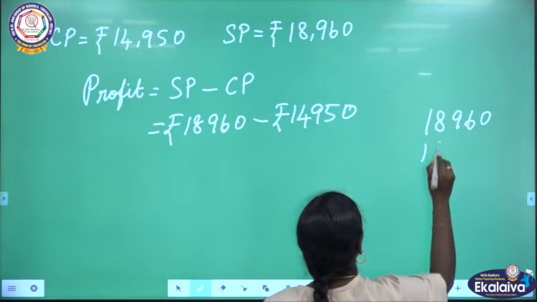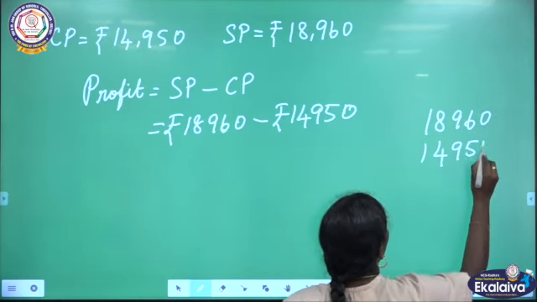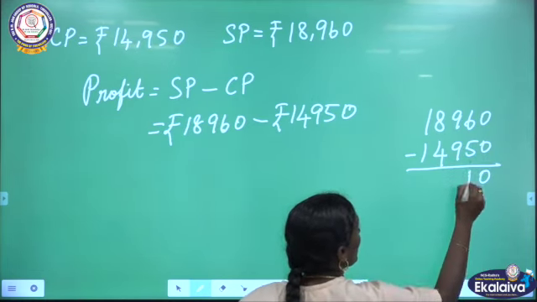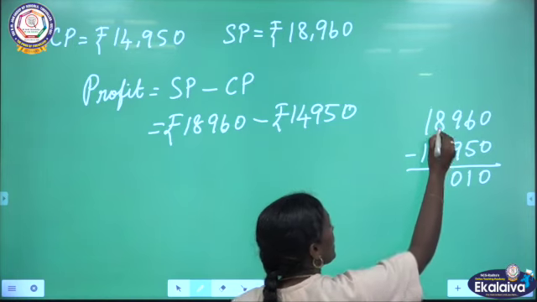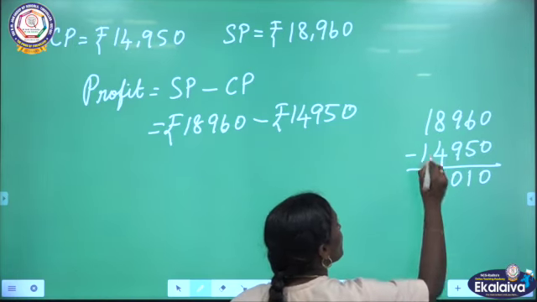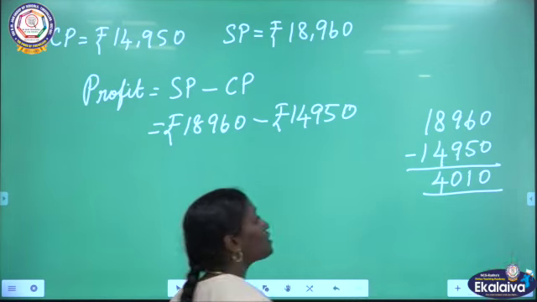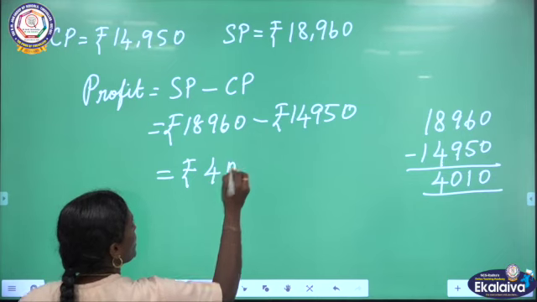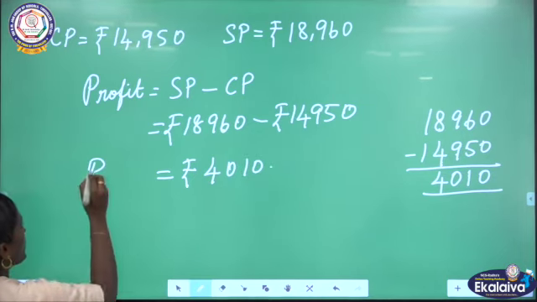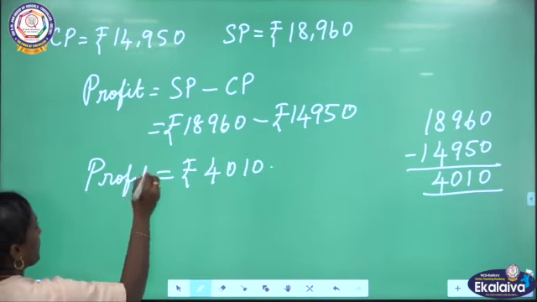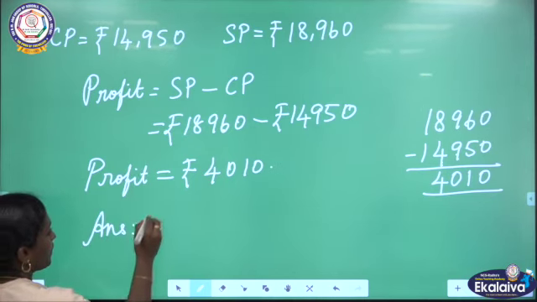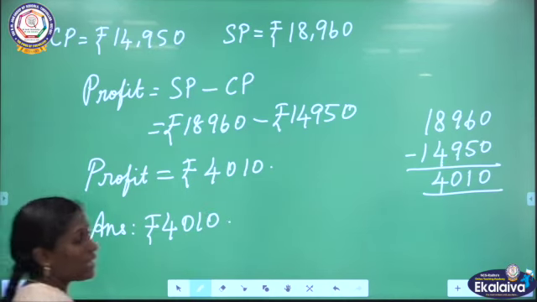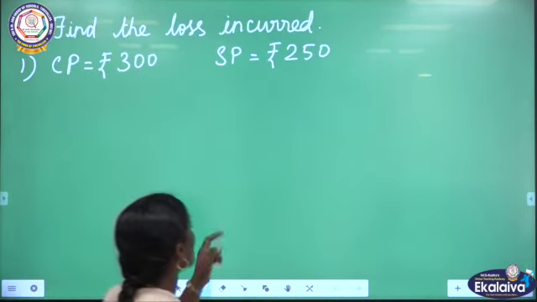18,960 and 14,950. Here 0 minus 0, 0, 6 minus 5, 1, 9 minus 9, 0, 8 minus 4, 4, 1 minus 1, 0. So that is 4,010 rupees. Rupees 4,010. This is the profit amount. Is it clear? Now we are going to find loss.